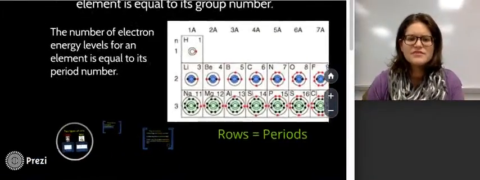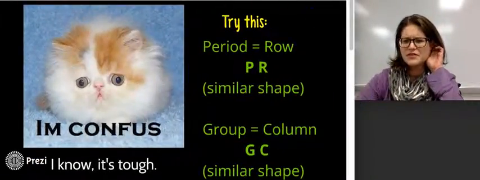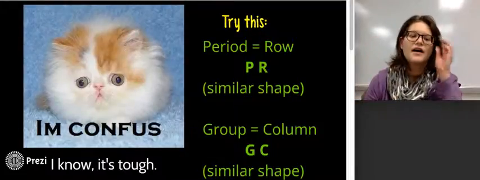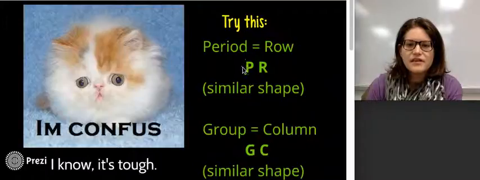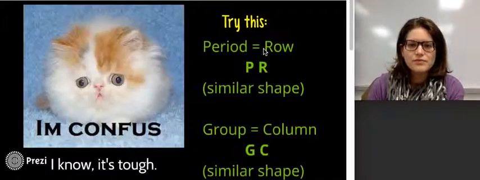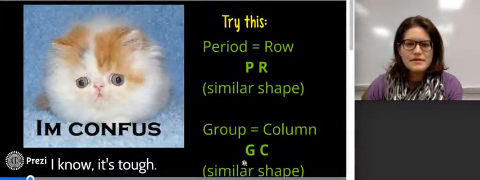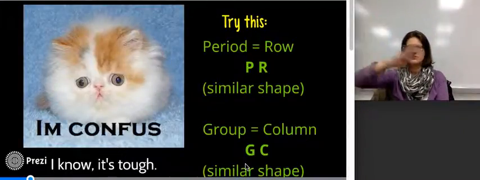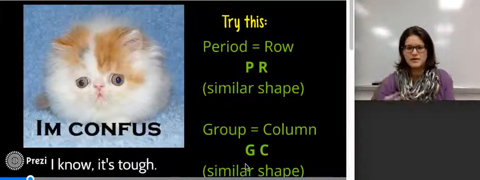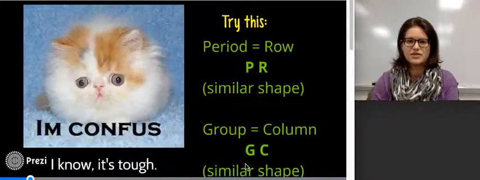If you're still trying to figure out the whole period and row thing, I know it's tough. I thought of this little thing, the fact that period, row, P, R, similar shape, group, column, G, C, similar shape. Maybe that would be helpful. I don't know. I think that probably group, period is your best bet to remember the connection.